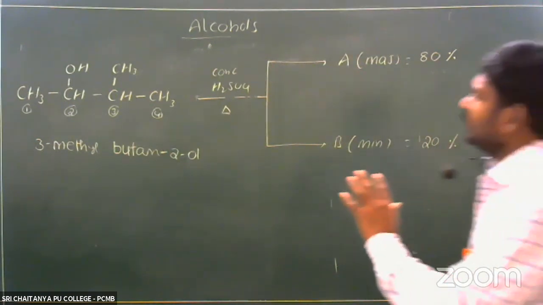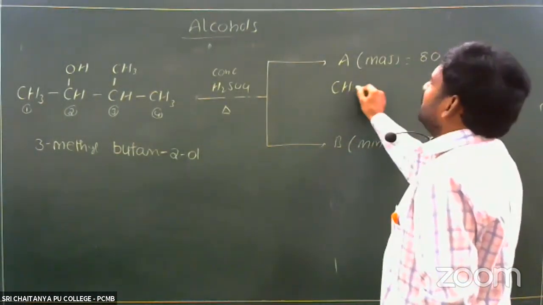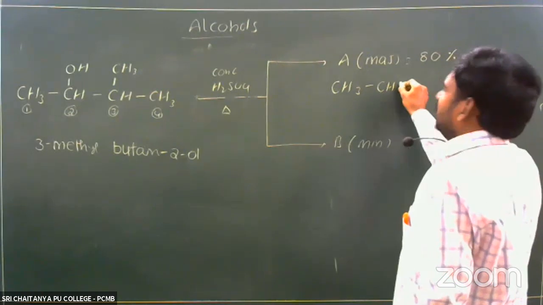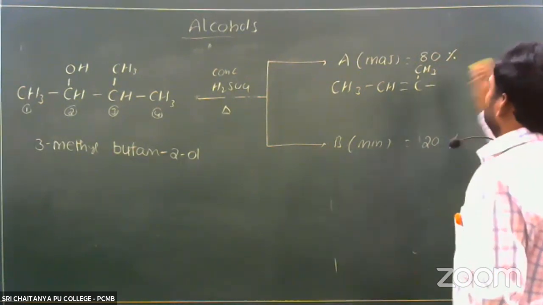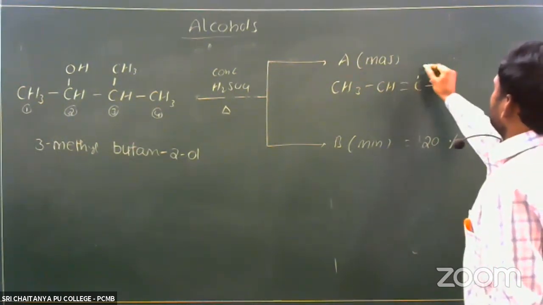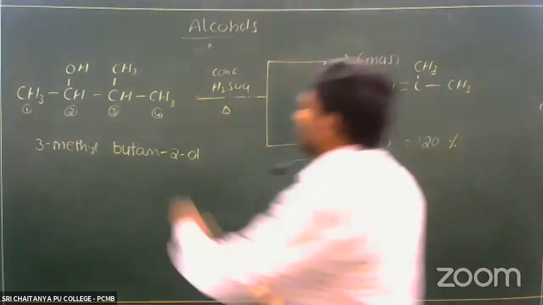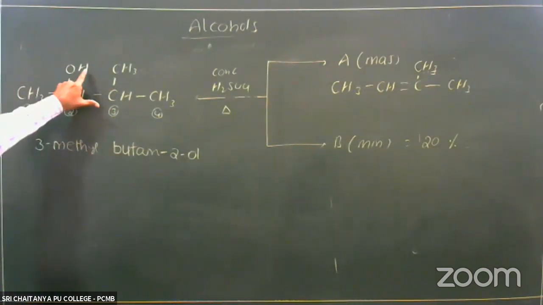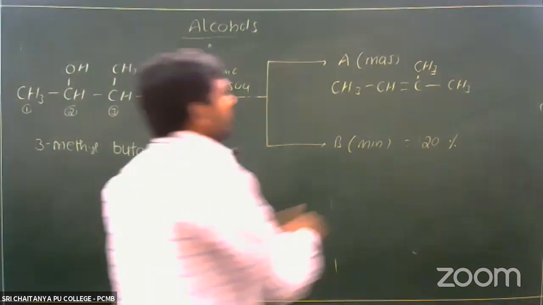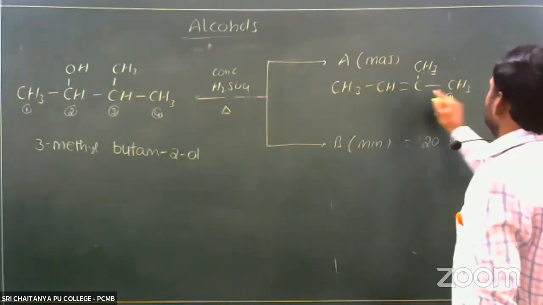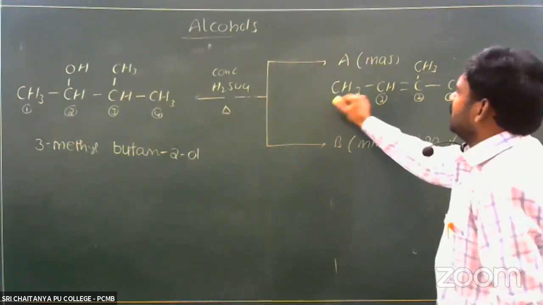So A is the major product: CH3, CH, double bond, C attached with CH3, and CH3. Dehydration means this hydrogen and this OH, so water is eliminated and a pi bond is formed. It is the first possibility. Now numbering: the first carbon is chosen because the substituent gets the least number, then second, third, and fourth carbon.